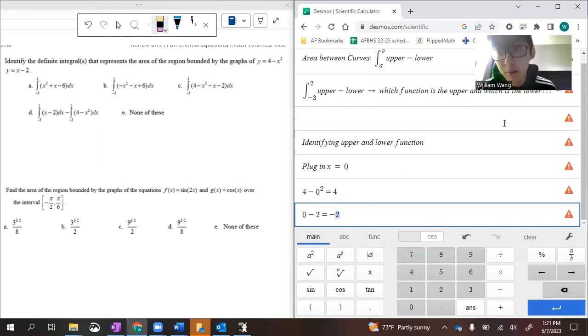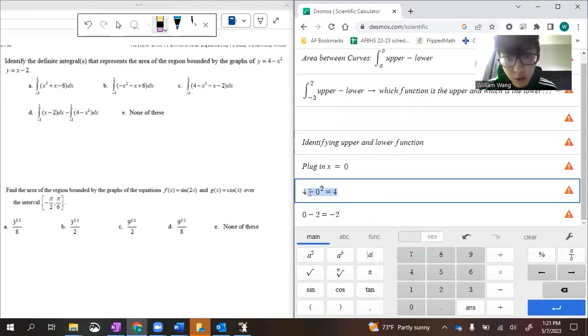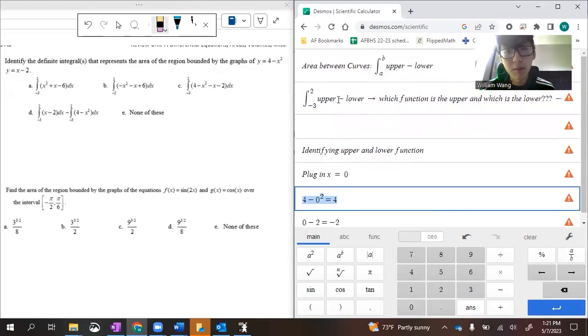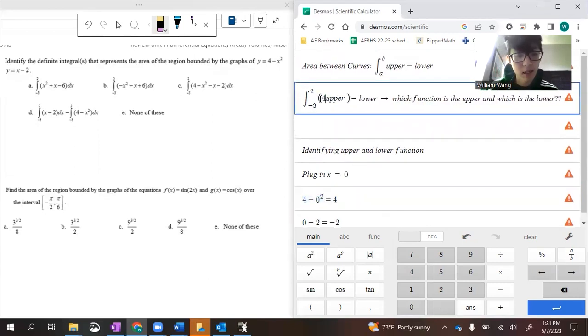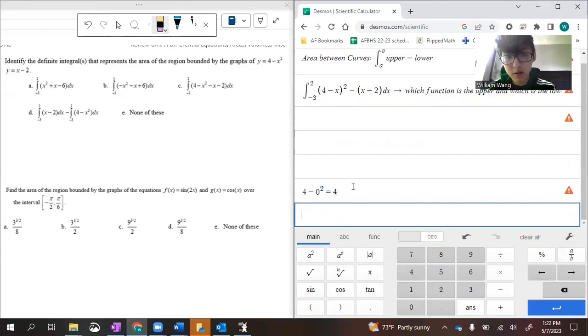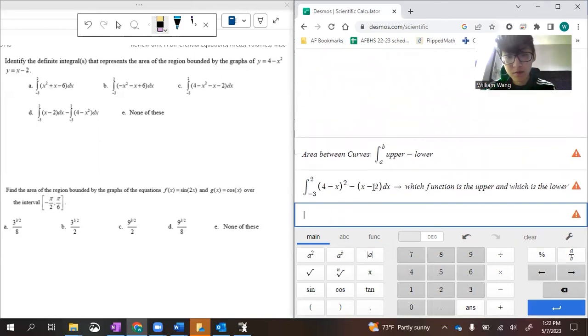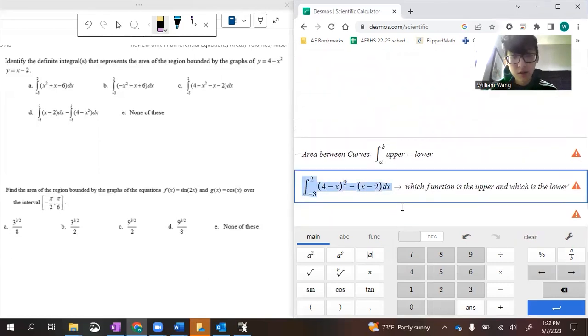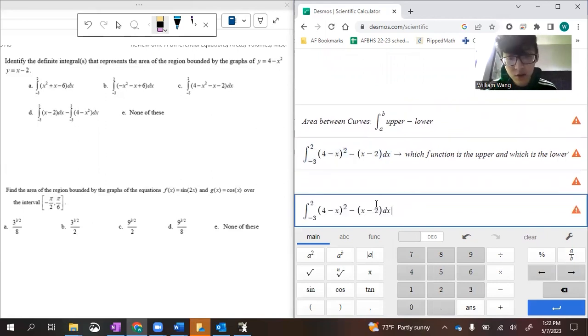So which one do we think is my upper function? It's obviously going to be the one that goes up to 4, right? So my upper function is the 4 minus x squared function. Right? That's my upper function. My lower function is obviously going to be the x minus 2 function. All right, so I basically did all the work I needed to. I just have to simplify this integral to get to an answer choice.